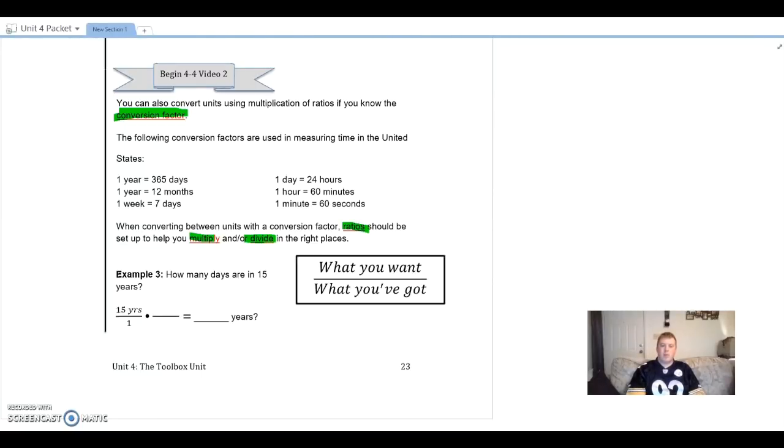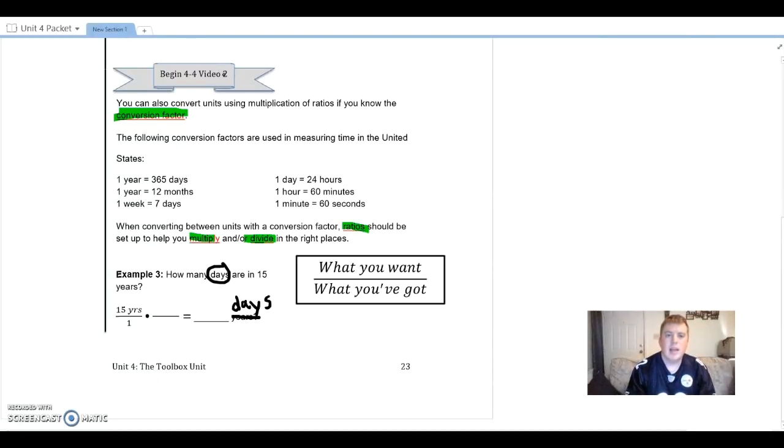So in example 3, we are asked how many days are in 15 years. Now before I start this example, I do want to point out a slight typo. That should not say years there, that should say days. We're asked to find how many days are in 15 years, so we want to put what we're ultimately trying to find here at the end. Now we're going to start out with whatever unit they give us over 1. So we were asked how many days are in 15 years. We are starting with 15 years, so we are going to go ahead and put 15 years over 1 to start us out.